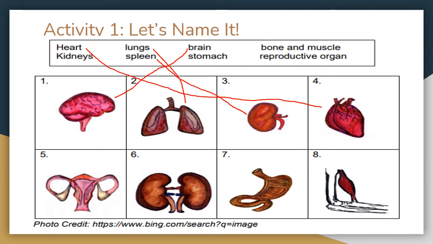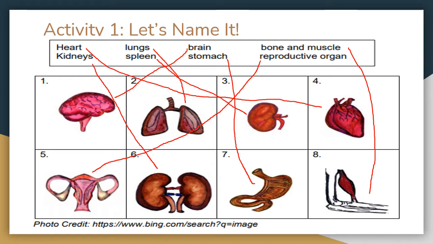Number 5, that is a reproductive organ for the perpetuation of life. For number 6, a pair of bean-shaped organs. What do you call this pair? It is known as the kidneys. The kidneys' job is to filter your blood. Number 7, what do you call this organ? It's the stomach. One function is the temporary storage of food. For number 8, bone and muscle. The bone provides structure and works with muscle for movement.